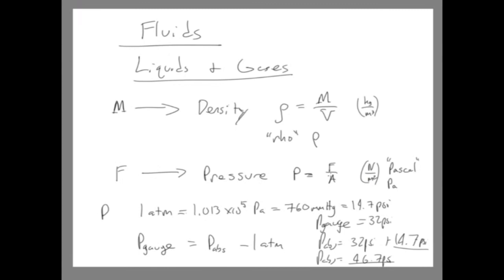Pressure is defined as force over area. And the units of pressure, in the metric system, would be newtons per square meter, and those are known as pascals, abbreviated as Pa for short. We don't want to use just P because it will be confused with the variable pressure. We talked about the size of the pressure units.